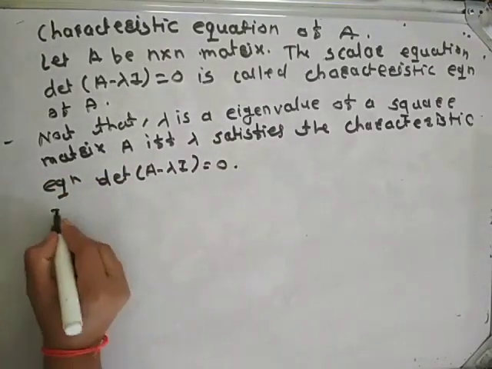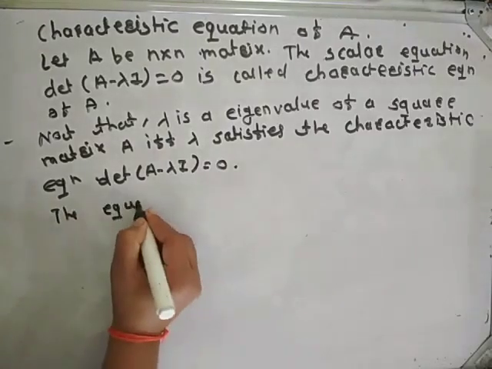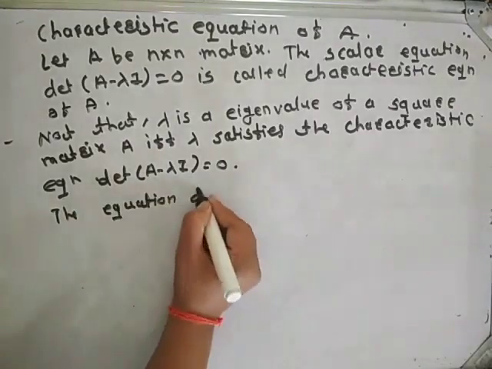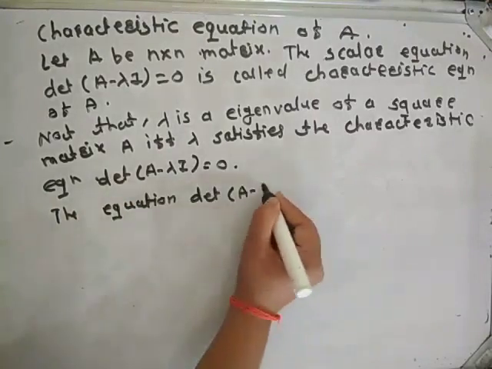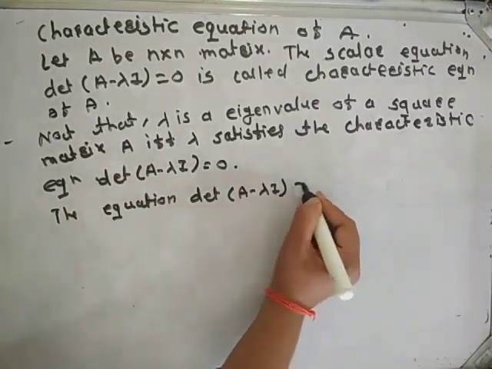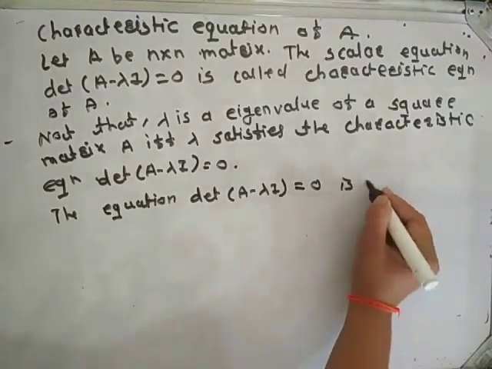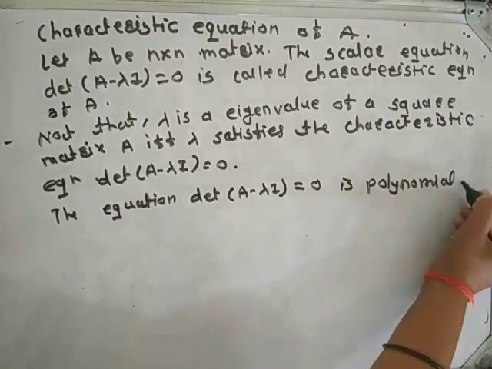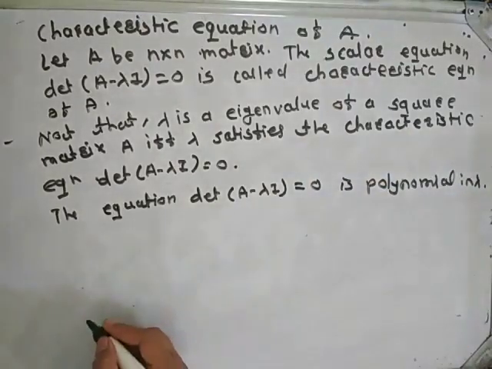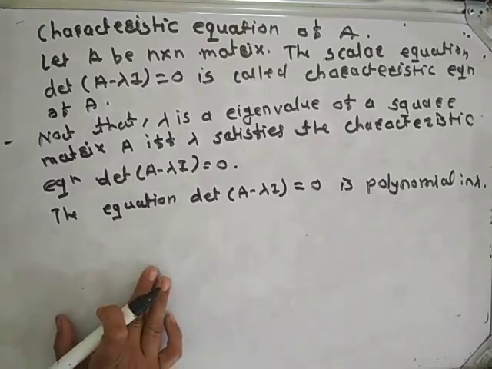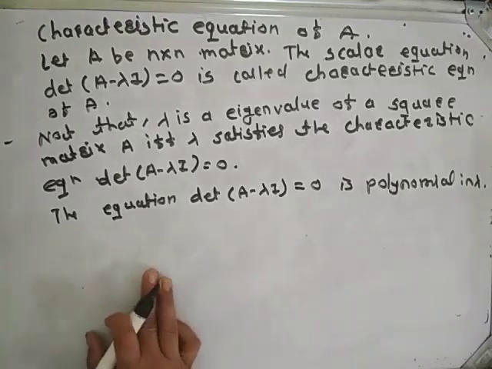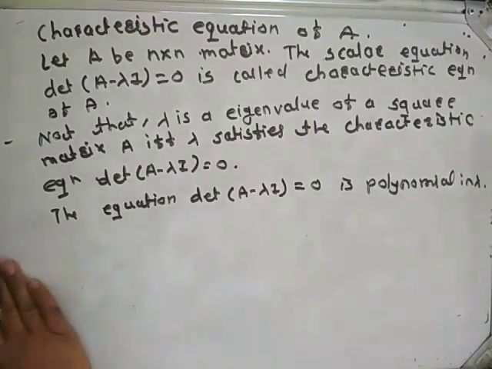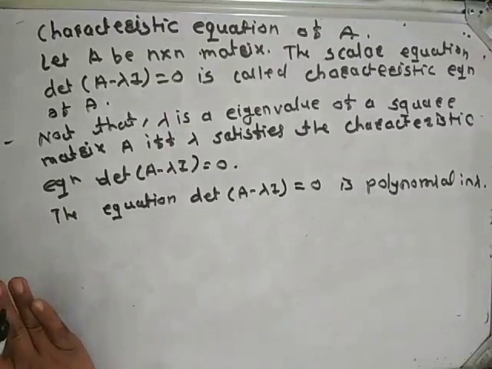Okay? The equation determinant of A minus lambda I is equal to 0 is a polynomial in lambda. We will factorize the polynomial to obtain the eigenvalues corresponding to the given matrix A. This we have seen in previous examples.